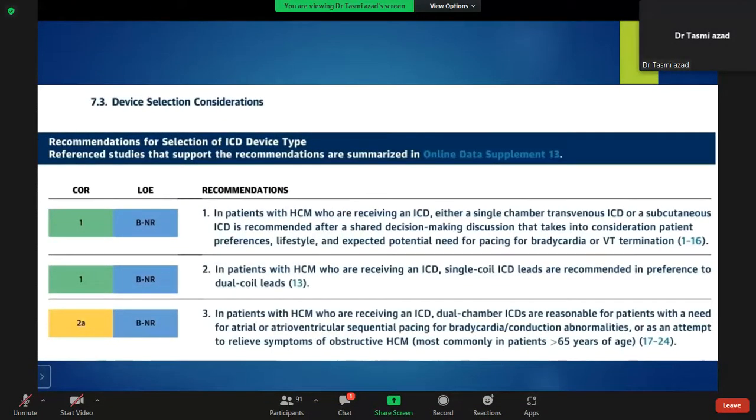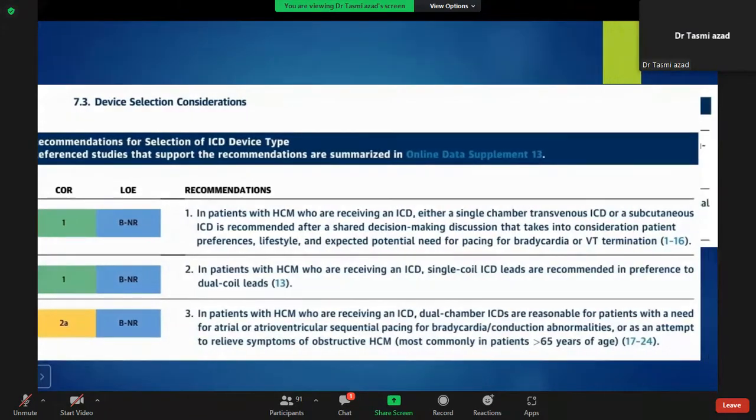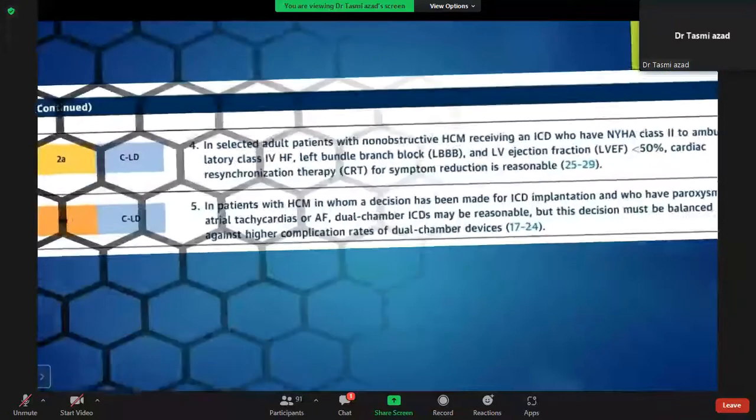This is the device selection consideration. They recommend ICD implant. When we go for ICD implant in patients with HCM who are receiving ICD, what type of implantable cardioverter defibrillator should we choose? It is single chamber transvenous or subcutaneous. In our country, transvenous is actually done. Subcutaneous is not available, and single coil ICD is recommended as class 1 indication.